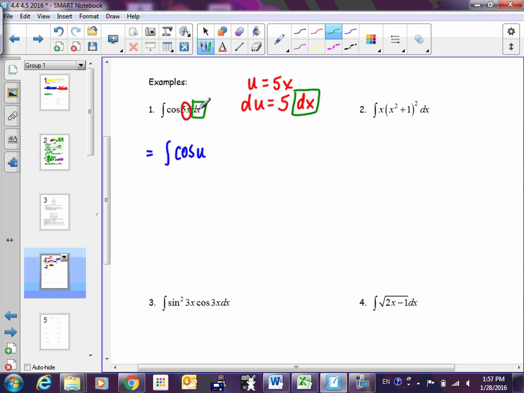I'm going to substitute out this dx, and I'm going to say, okay, well, over here, what equals dx? Well, this 5 is kind of in the way. So how could I move it to the other side? I could divide by 5, or I could write 1/5. I'm going to use this because it's going to be more useful. So instead of writing dx, I'm going to write what dx is equal to, which is 1/5 du.